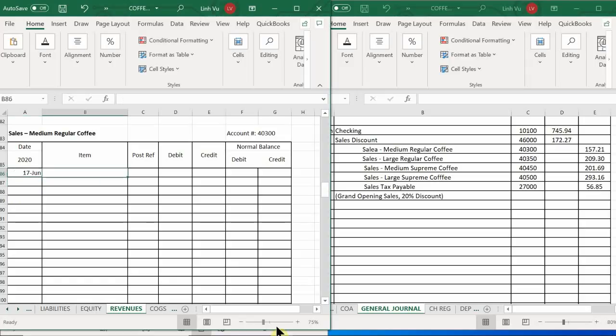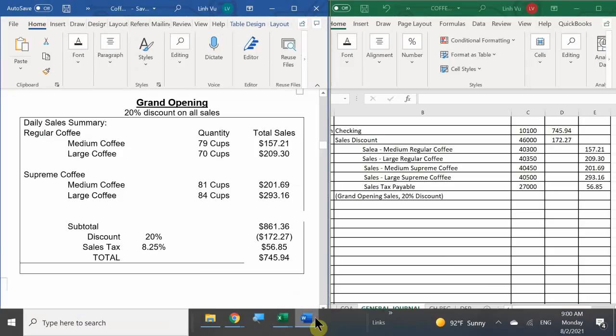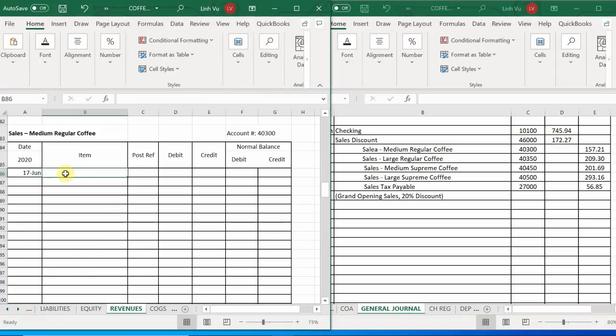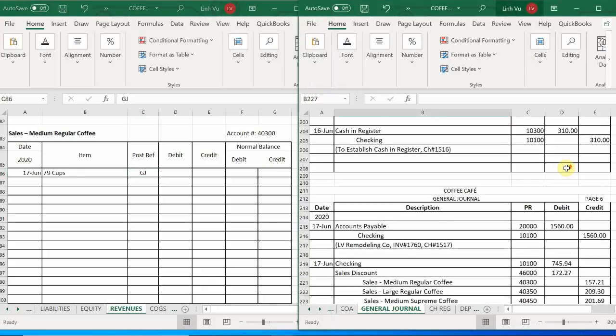Okay. How many cups of those medium regular coffees did I sell? 79 cups. Okay, so 79 cups. You can either just do the number here, or if you want to have it specifically say 79 cups, you could do whatever you like. What's my reference here? GJ is, I forget what number it is. Is it 4? We're on 6.